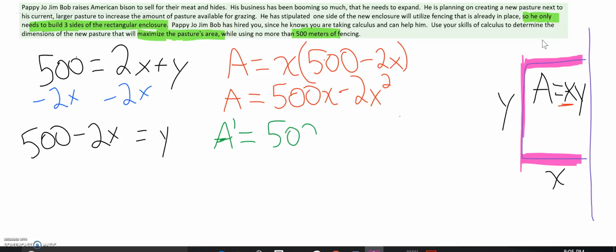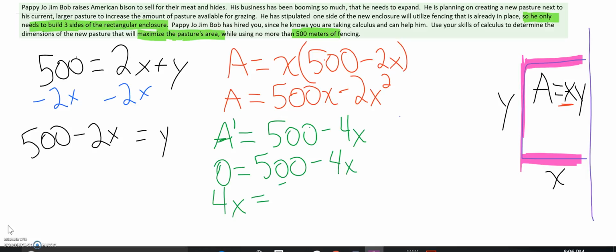500 minus 4x. All right. Now that I have my derivative, I can set it equal to 0 so that we can find our critical values for this particular function. So we'll see here that 4x equals 500. So x equals 500 over 4, or 125. Now that's one critical value.